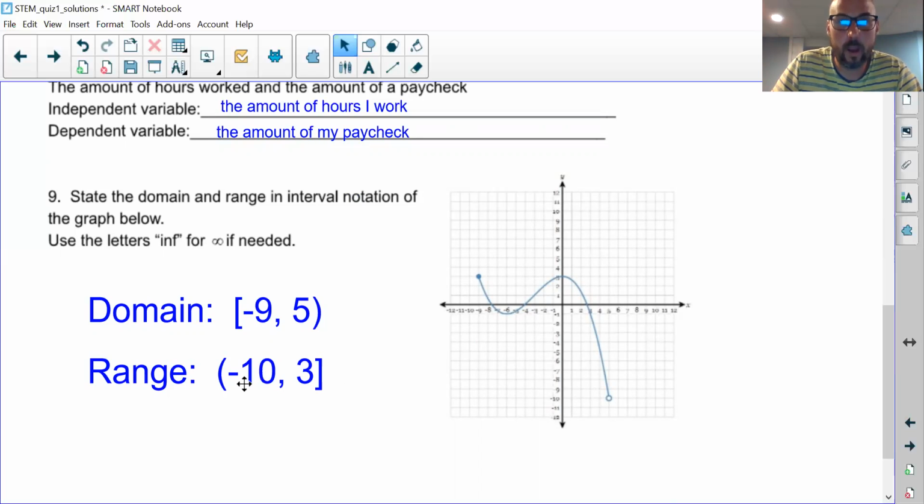The range is the y value, the set of y values. So you're looking up and down, and you start with the smallest number, which means you're looking down. And how far down does this function go? It goes all the way down here with a y value of -10, but it's not including -10, so parentheses. And it's going all the way up to +3. It does include 3, twice exactly. Once as the y-intercept and once over here, but we don't need to state it twice. It includes 3, so bracket.